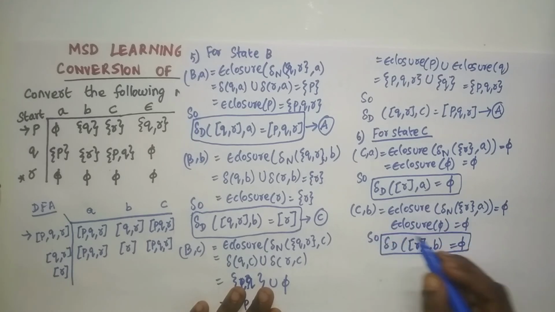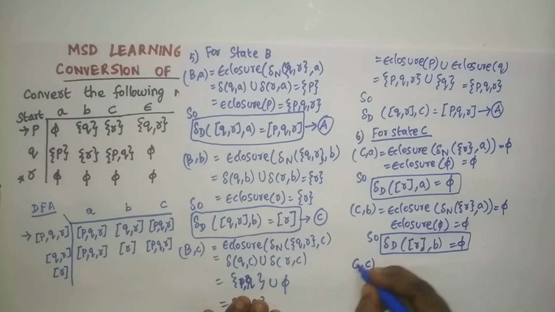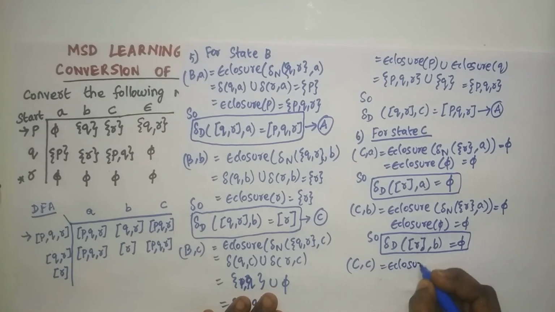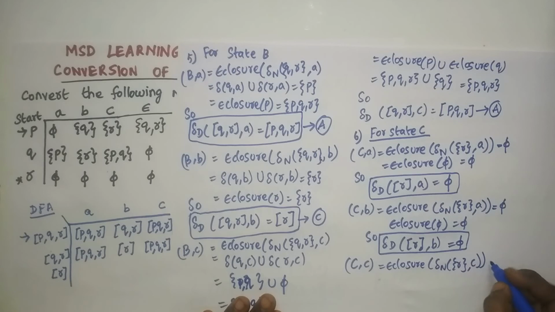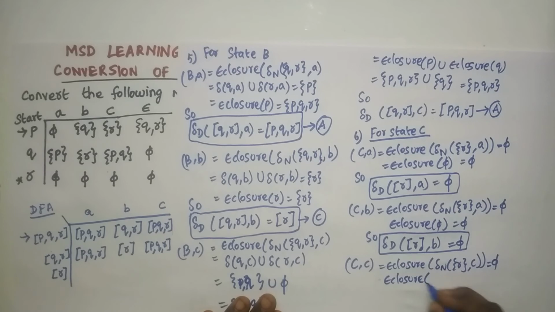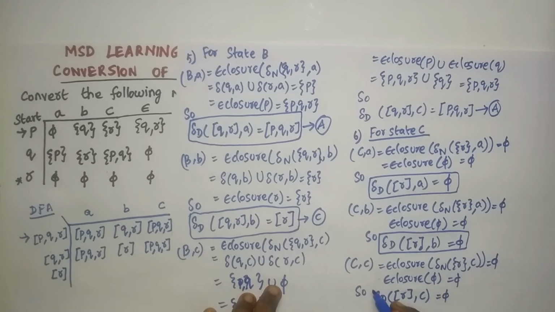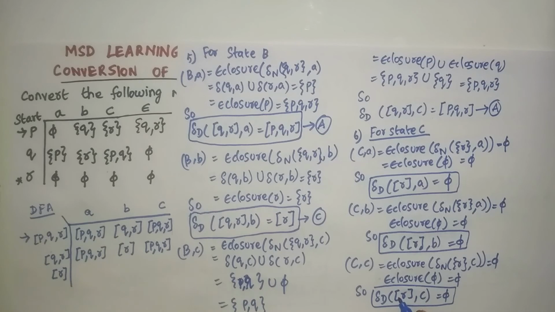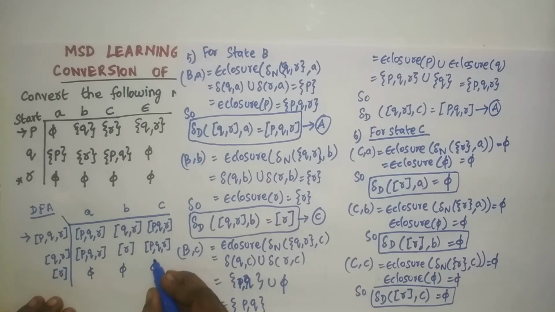Whenever we are making a deterministic DFA, we have to compulsorily make the DFA transition. Then C comma C, which is equal to epsilon closure of delta N of R comma C, which is also empty. So epsilon closure of empty is also empty. So delta D of R comma C is also empty. So when we are processing C comma A, C comma B and C comma C, we are not getting any new state. So it is empty, empty and empty here.